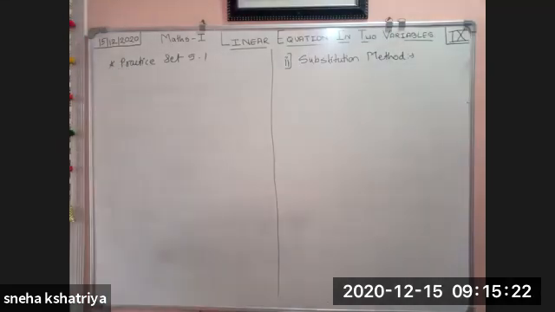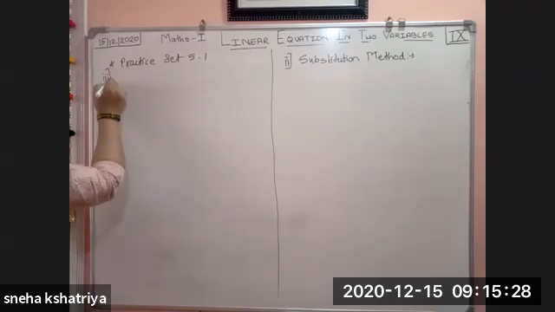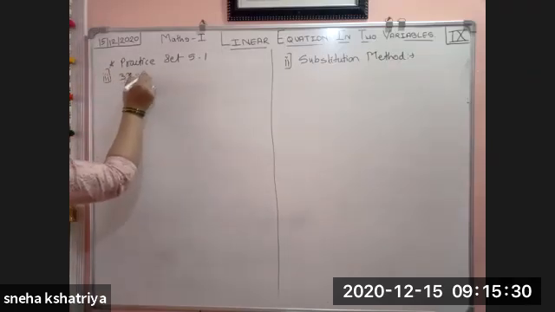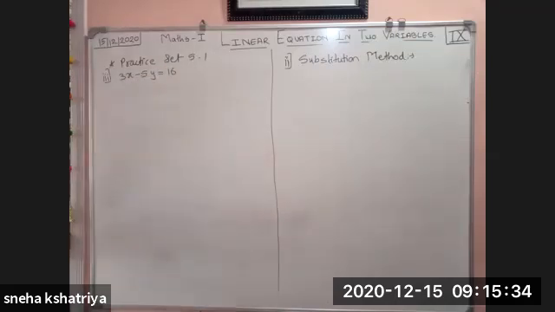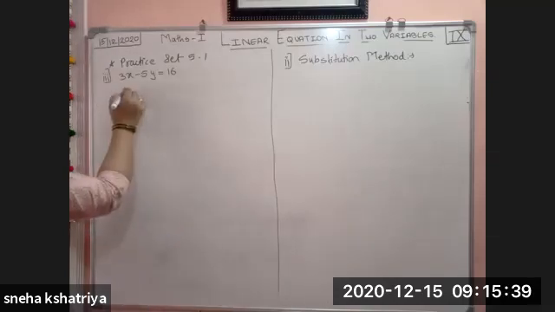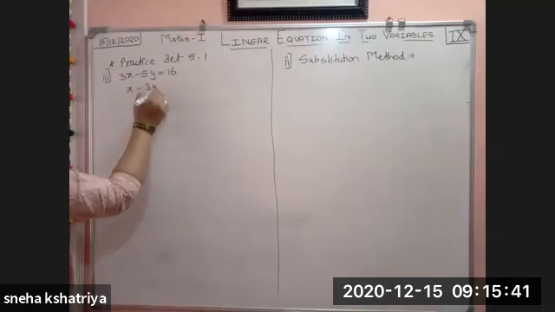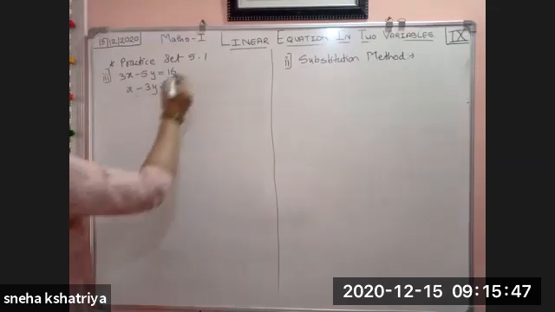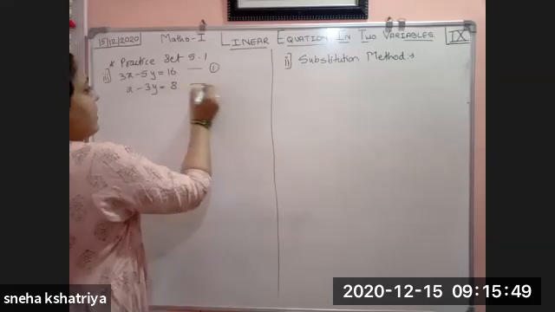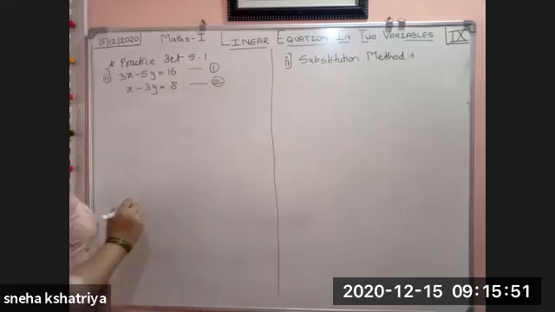Okay. The third example is 3x minus 5y is equal to 16, and x minus 3y is equal to 8. Okay, so these are the equations. Say this as equation number 1, and say this as equation number 2.